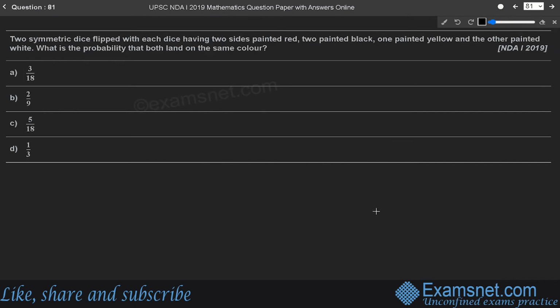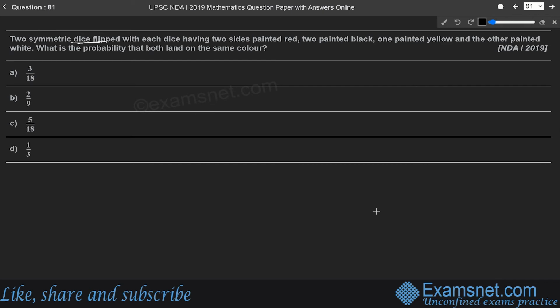Here is a question. Two symmetric dice are flipped, with each dice having two sides painted red, two painted black, one painted yellow and the other painted white. What is the probability that both land on the same color? It is a question that comes from probability. And the question says about two symmetric dice.